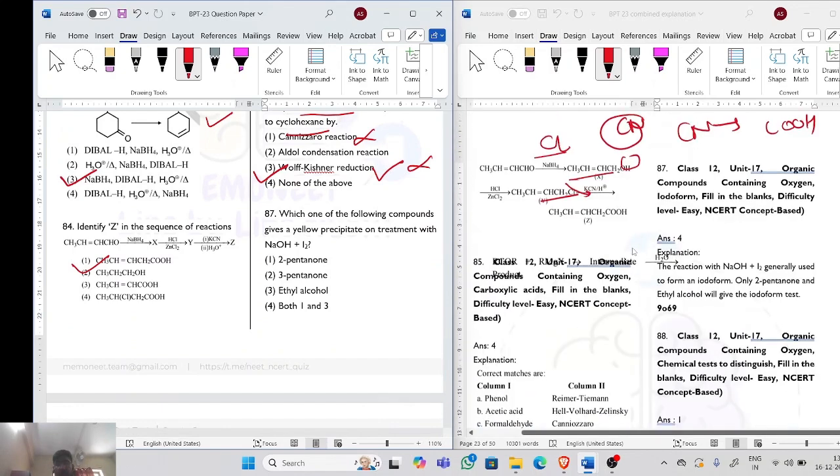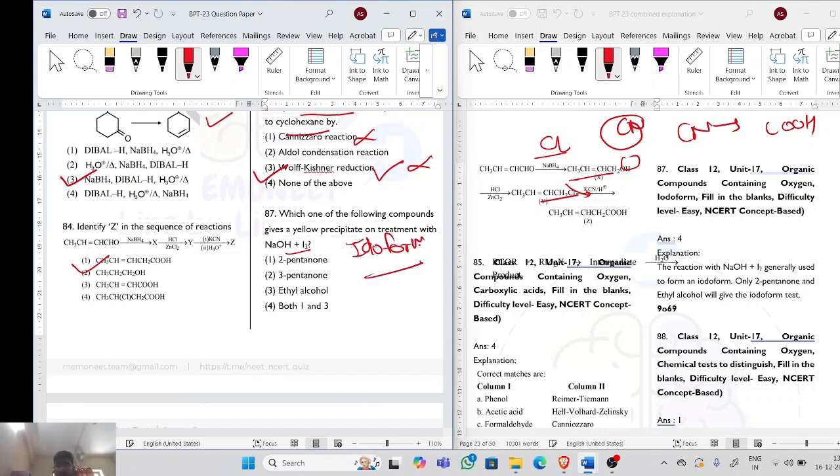Now question number 87. Which of the following compounds gives a yellow precipitate on treatment with NaOH and I2? Again we are given the iodoform reaction. So we have to check whether the CH3-C=O-R group is present or not. If this group is present, then it will give the yellow precipitate, else no.